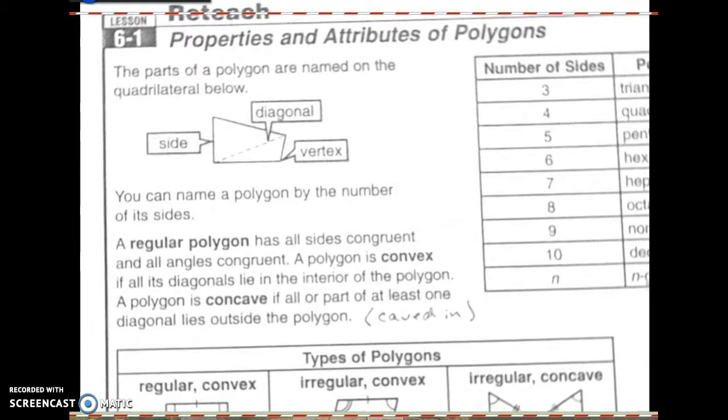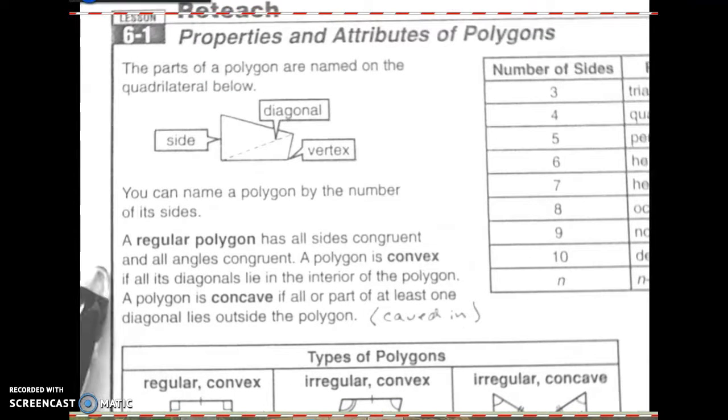One of the vocabulary words we've used in the past has been a regular polygon. A regular polygon has all the sides congruent and all the angles are congruent, so like an equilateral triangle or a square. A new vocabulary term we're going to talk about today is a polygon convex or concave.